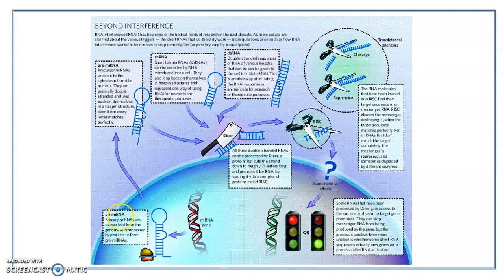Now, here you can see the different kinds of RNAs which are employed in RNA interference. The small interfering RNA is one such kind which is very important in the RNA interference process. Similarly, we have the microRNA or miRNA, and we also have the shRNA, or short hairpin RNAs, named because of their shape.